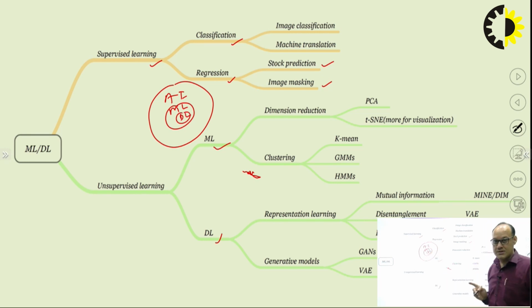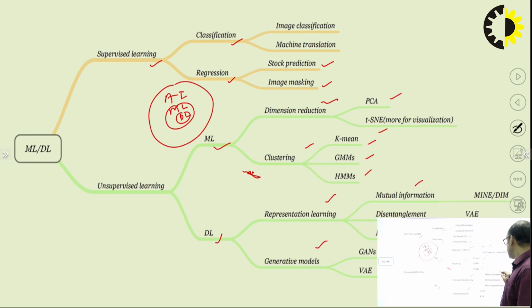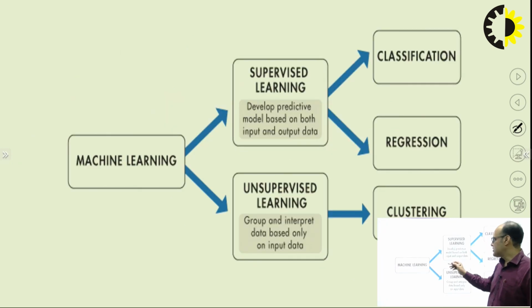Okay. Remember this diagram. For unsupervised learning, ML, DL, there are dimension reduction and clustering. What are the different techniques, what are the different algorithms that come under which technique? This chart will show you PCA, t-SNE, K-means, GMM, HMM, deep learning techniques, representation learning, generative models, mutual. As the subject progresses, you will come to know what different algorithms come under what technique, what learning. Okay. Machine learning is basically supervised and unsupervised.